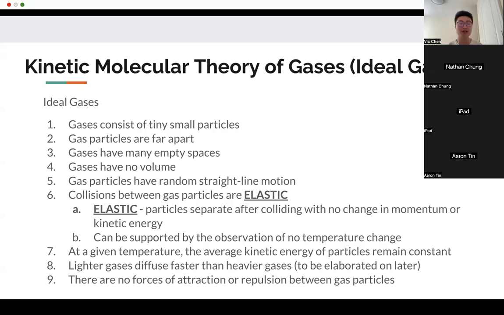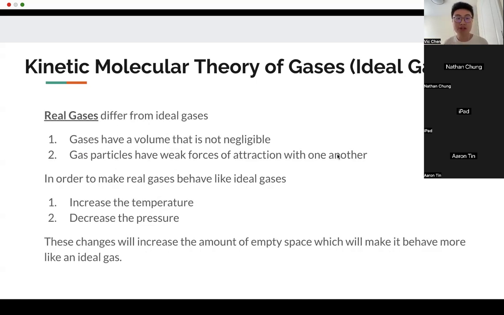Now, at a given temperature, the average kinetic energy remains constant, and also lighter gases will diffuse faster than heavier gases. I will elaborate on this later. There is a law that deals with this principle, and there are no forces of attraction or repulsion between ideal gas particles. Now, ideal gases are given the name ideal because they are rarely found commonly in the real world. What is found in the real world are real gases.